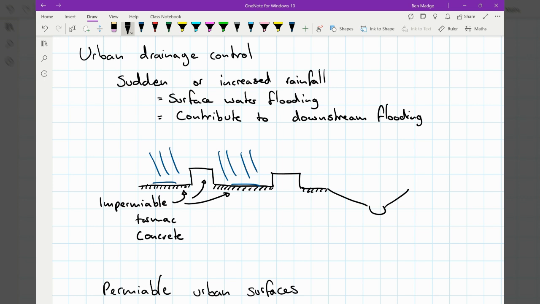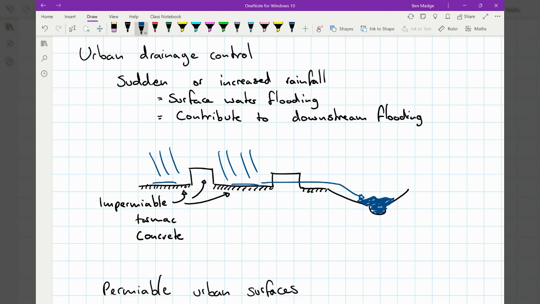We need to provide it with some way of avoiding this surface water flooding, or alternatively, if we drain it effectively into local rivers, we will find that our rivers rise and could flood downstream. So it makes it more risky for downstream communities of these large impermeable surfaces.